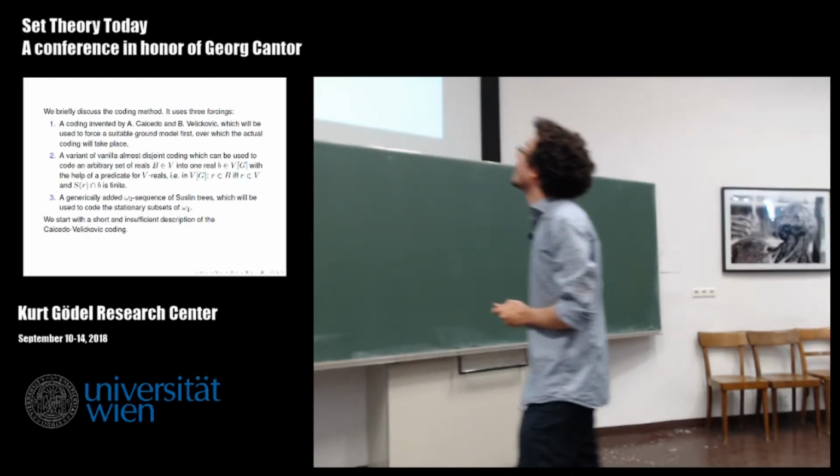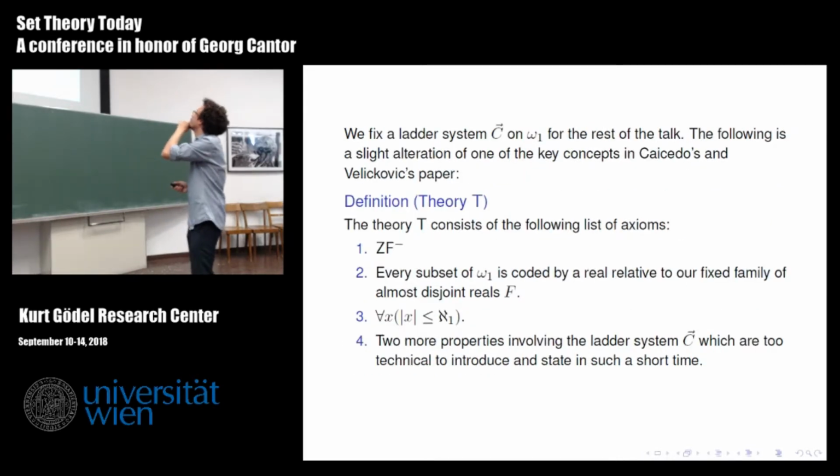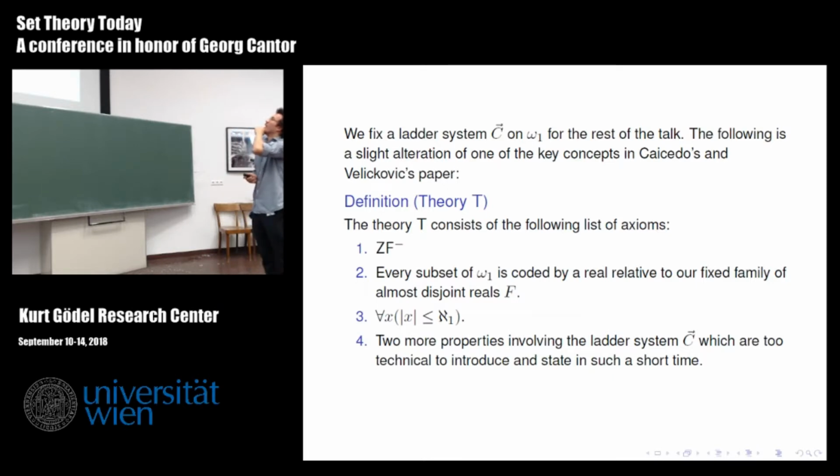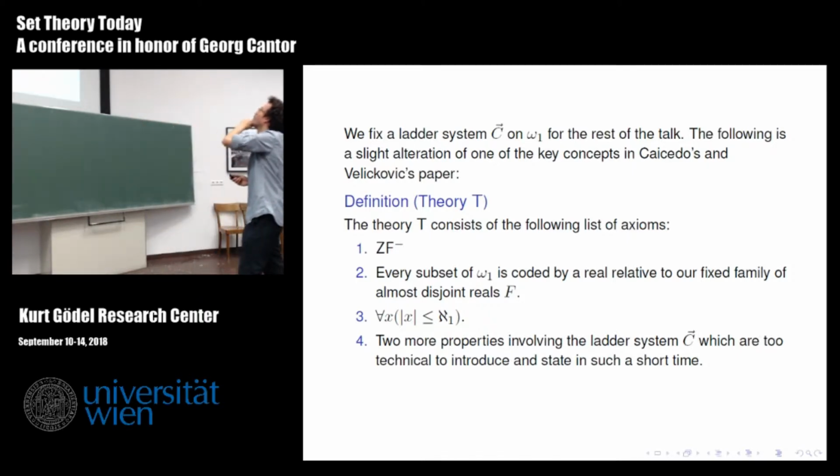Okay, so I start with a short and very insufficient description of the Casado-Veličković coding. To introduce it fully would take way too long. From now on, we start with an arbitrary model D. We fix this ladder system C on omega 1, which will be one of the parameters.